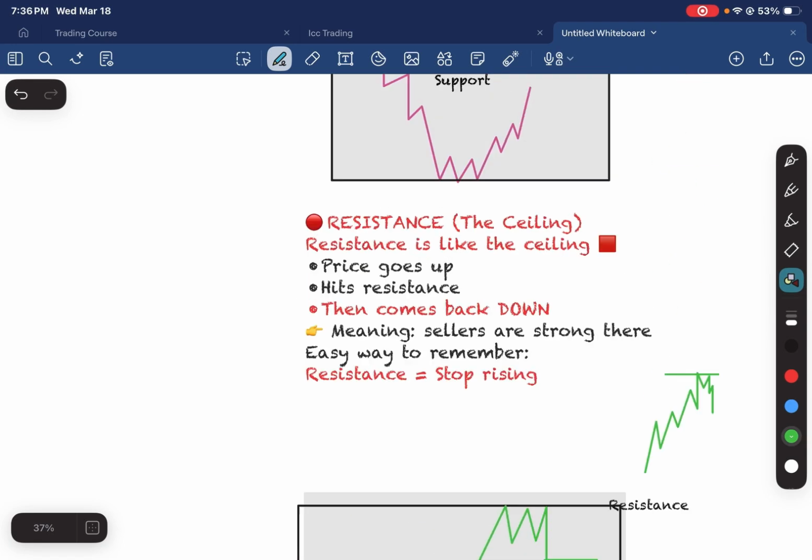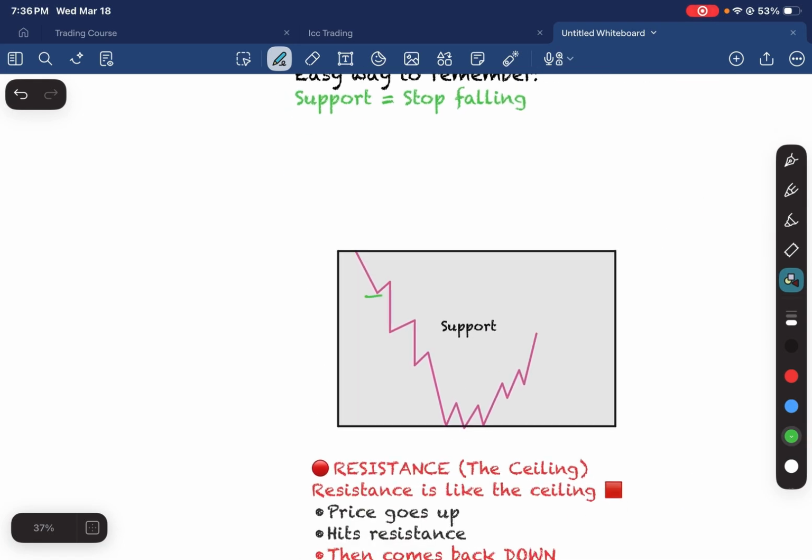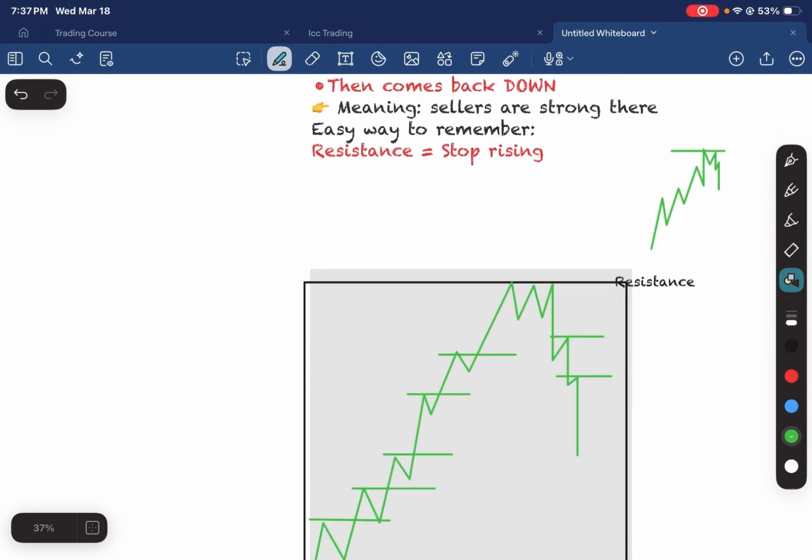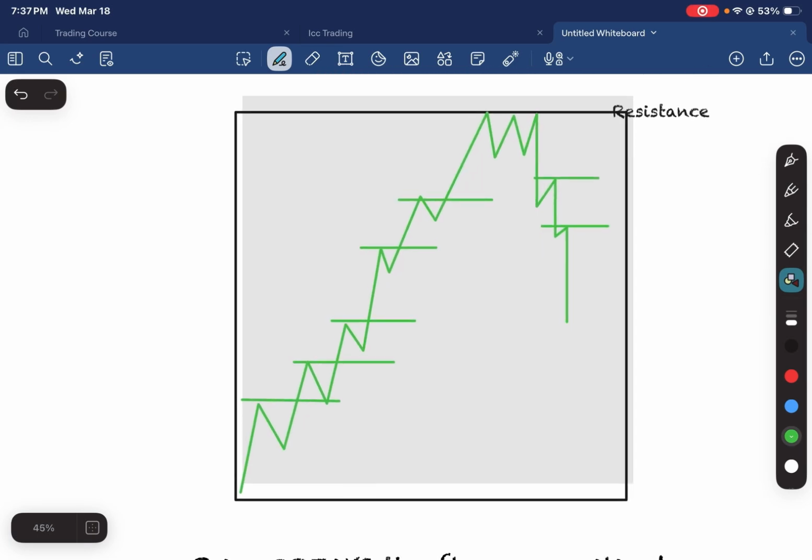All right, and if I go back to this one, this is support, right? You reach that level, bounce back up, reach that level, go back up, reach that level, go back up. And this is where support is, and right down here now is where the resistance is.